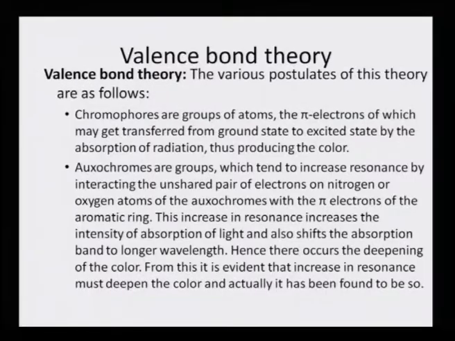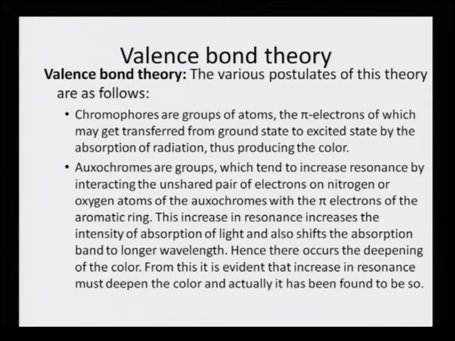And so, the more pi electrons there are, the more light will be absorbed by them for exciting the pi electrons from the ground state to the excited state. And auxochromes are groups which tend to increase the resonance by interacting the unshared pair of electrons on nitrogen or oxygen of the auxochromes with the pi electrons of the aromatic ring. This increase in resonance increases the intensity of the absorption of light and also shifts the absorption band to longer wavelength. Hence, there occurs the deepening of color.